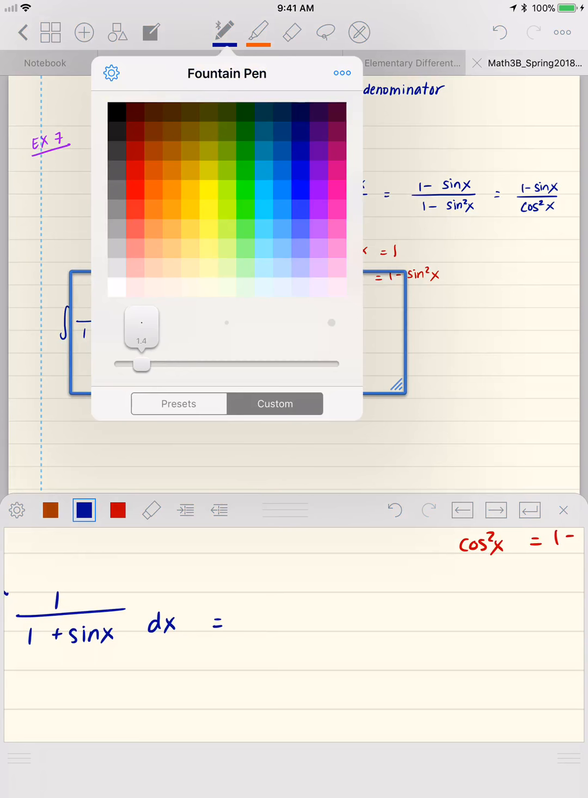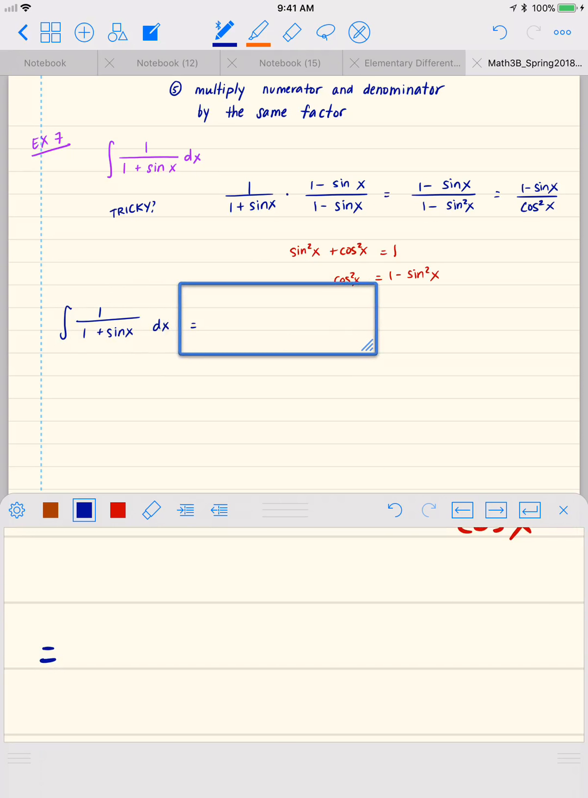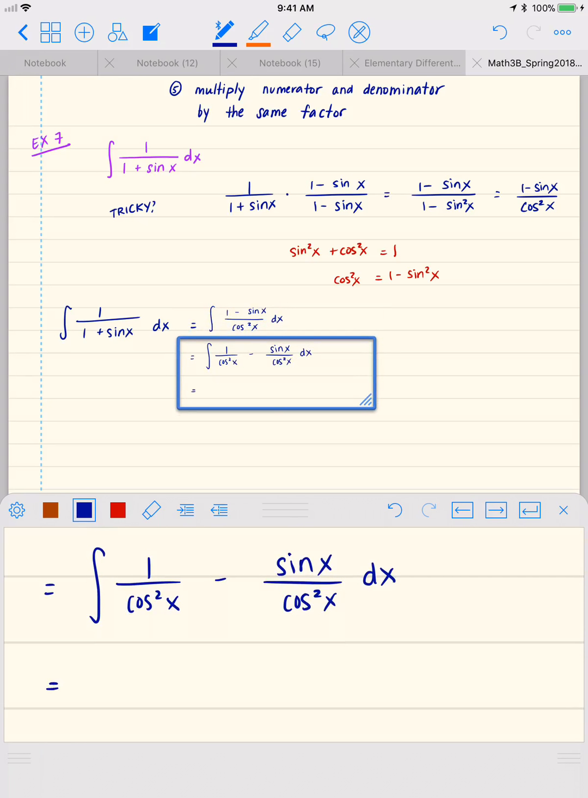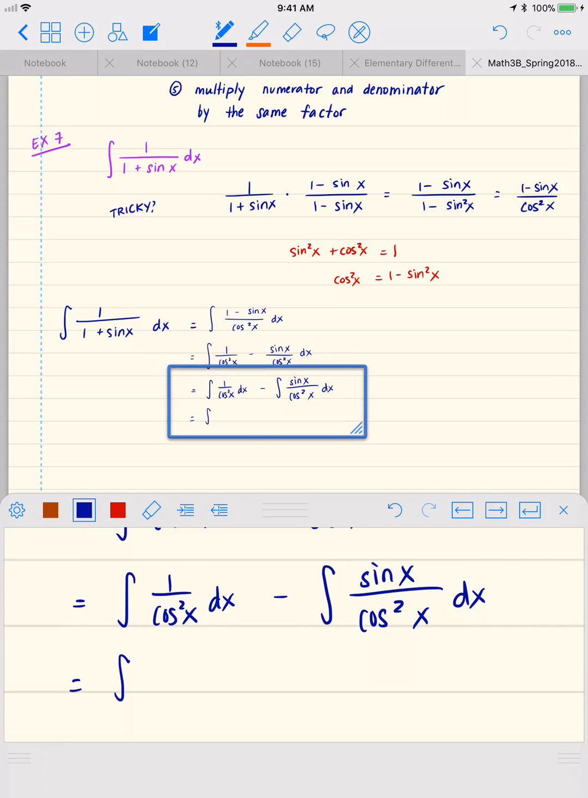So now our integral of 1 divided by 1 plus sine x dx is equal to the integral of 1 minus sine x divided by cosine squared x dx. We're going to separate this integrand, so we'll have 1 over cosine squared x minus sine x over cosine squared x. Now we'll have the integral of 1 over cosine squared x dx minus the integral of sine x over cosine squared x dx.